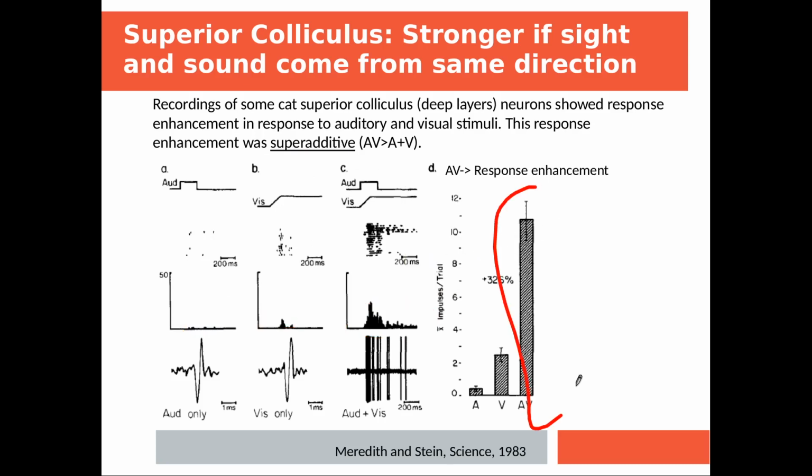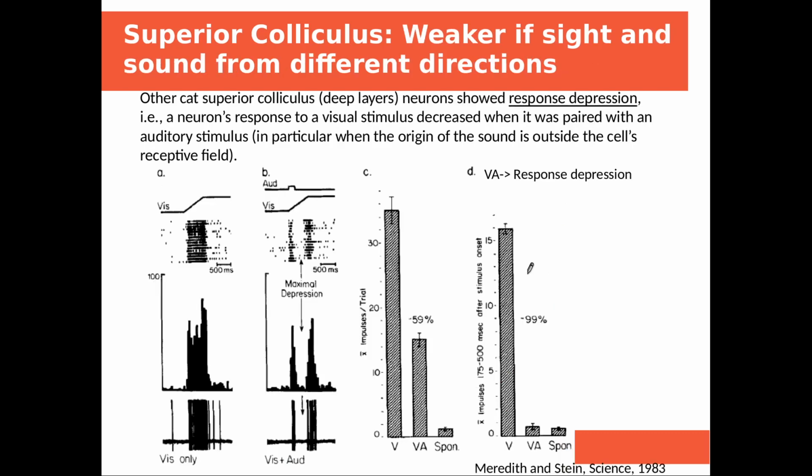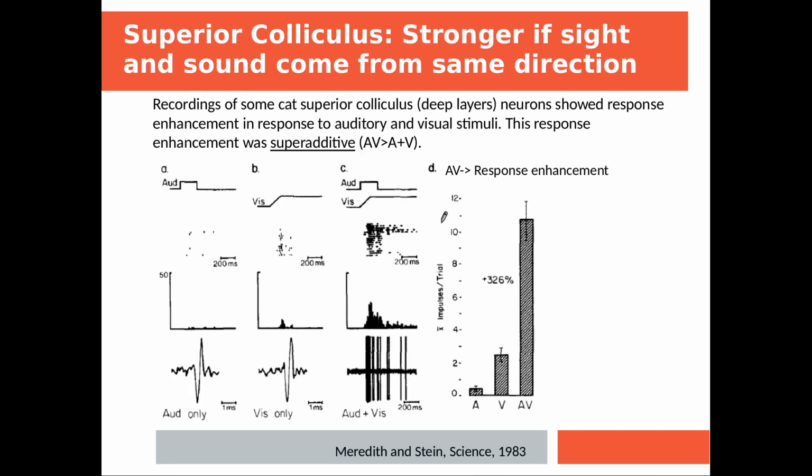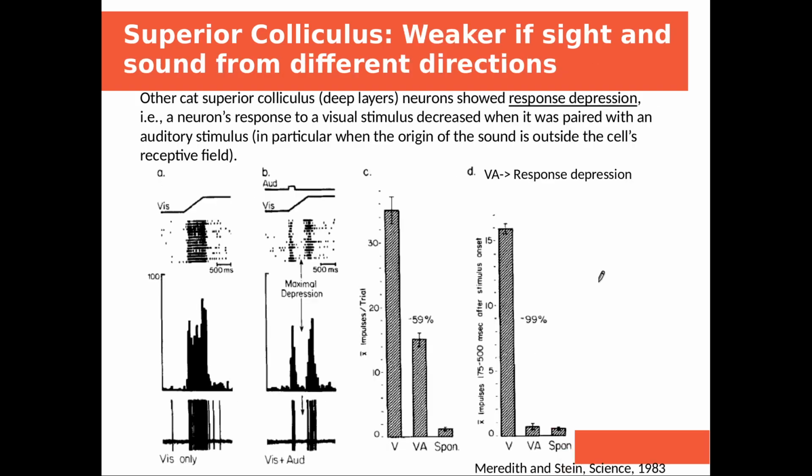And here's a bar graph just showing the number of spikes, number of impulses per trial is 326% bigger than the visual trial. So this is an example of a neuron that has increased response, called enhancement. There's other cells, of course, that have the opposite. They change their response downward when there is both stimuli involved.